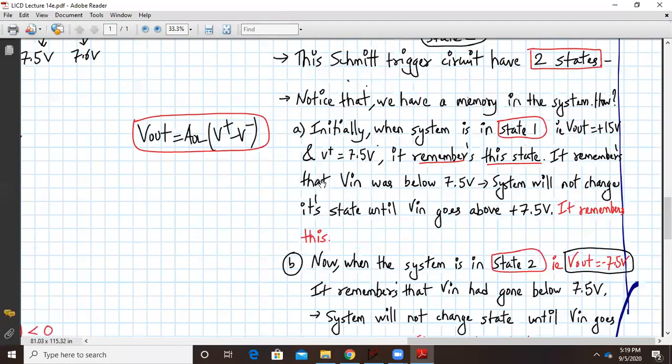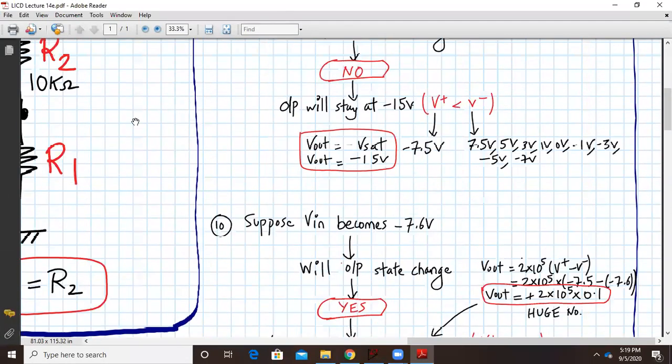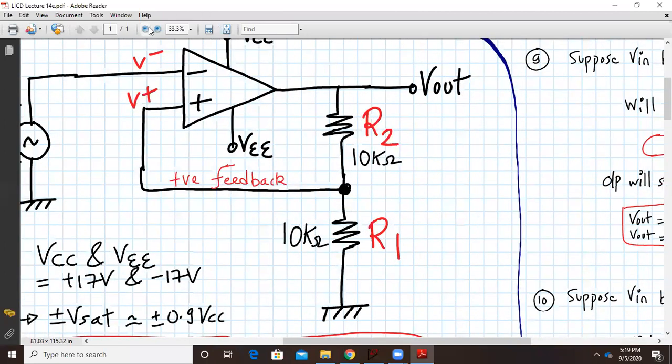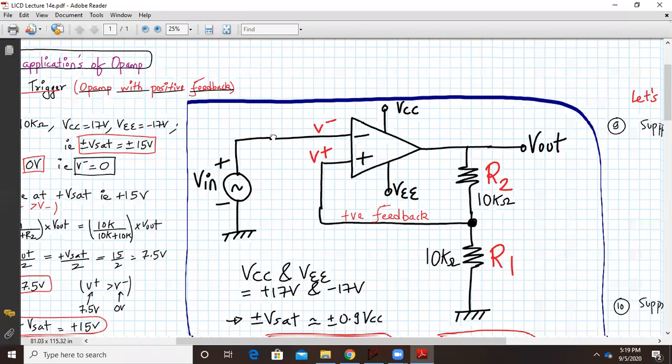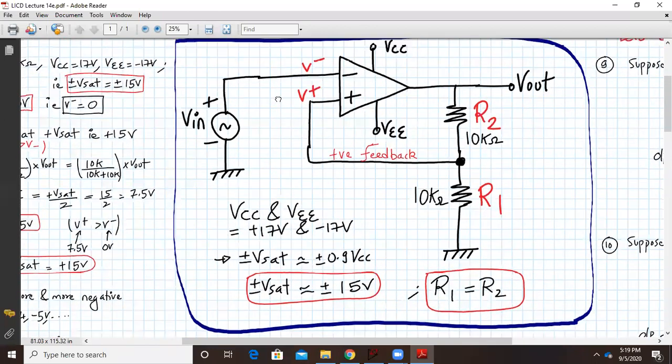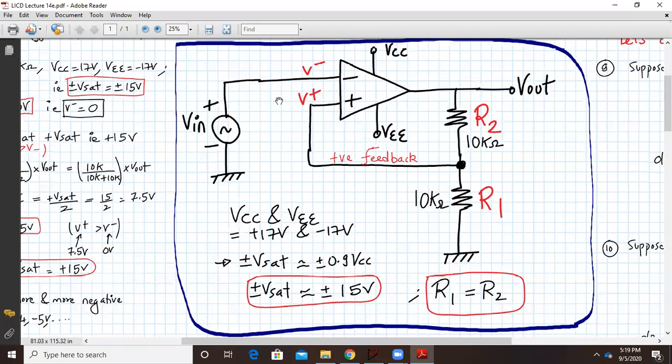Okay, so we have come to an end of this lecture. We started with the analysis of the inverting Schmidt trigger circuit, and we have analyzed it with numbers. We have seen all the cases, around 12 such scenarios, and we have also referred to the input output waveforms with respect to time for this Schmidt trigger with numbers. Also, we have seen the hysteresis curve, the memory property of this Schmidt trigger, and lastly, we have verified these values with the help of LT-SPICE simulation.